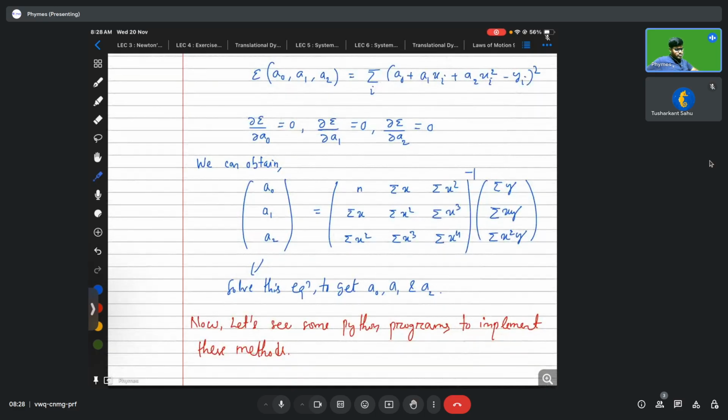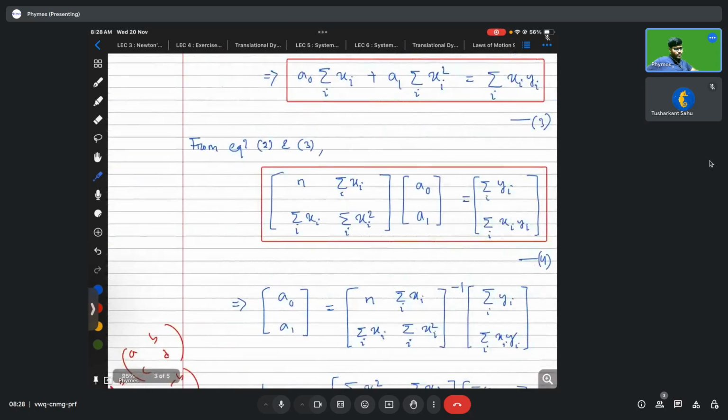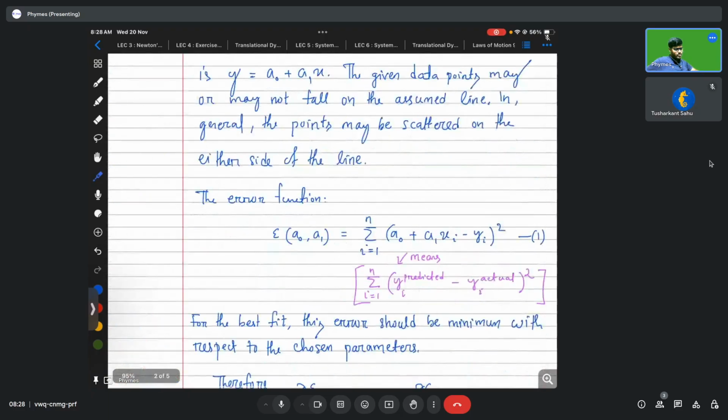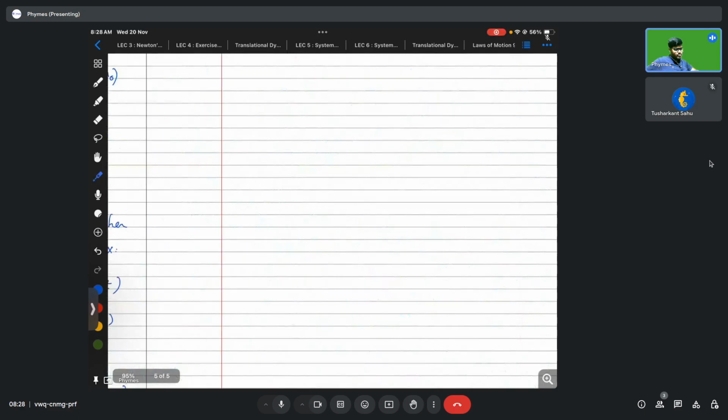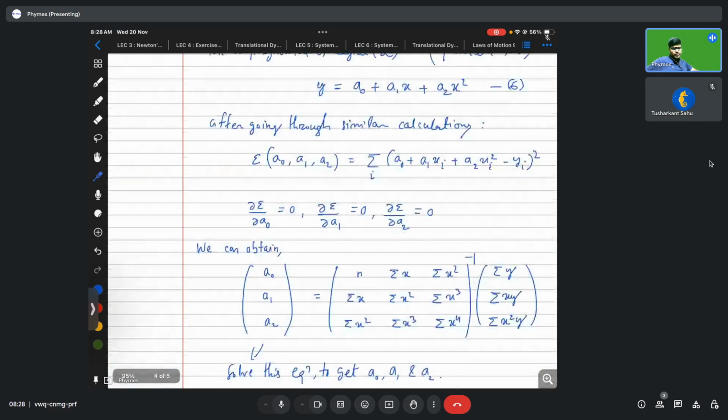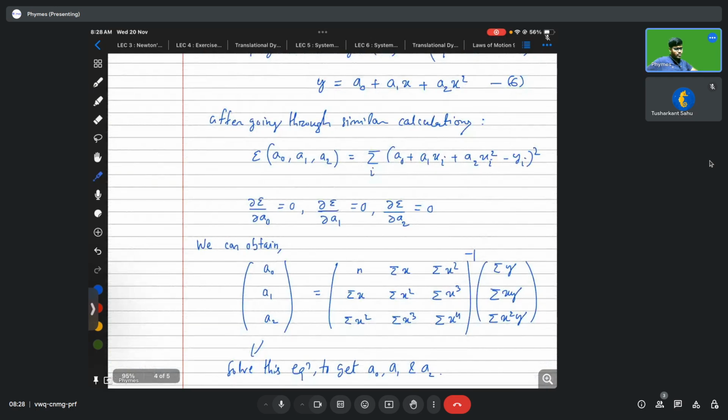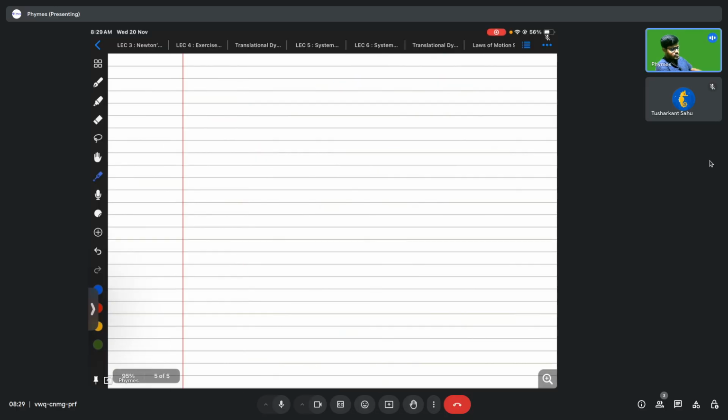Okay, so let's see some programs to implement these methods. We will implement the linear fit method only, and you can also implement this method. Implementing this method is not difficult, because you just need to find the inverse of this matrix, and the inverse of any matrix you can find anyway. If you are doing it in C, then there is a method, and if you are doing it in Python, you can do it in just one line.